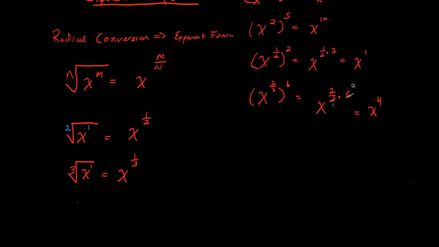And let's try something that has an exponent slightly different than 1. Let us try the 5th root of x to the 4th power. This would be equal to x to the 4th power divided by 5, because we are following the same exact protocol. That's a 4 in that formula. So that would be x to the 4/5.